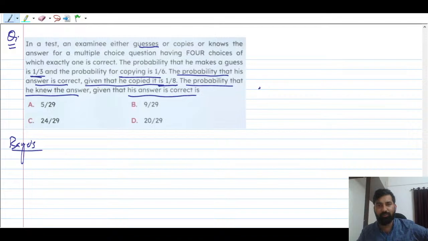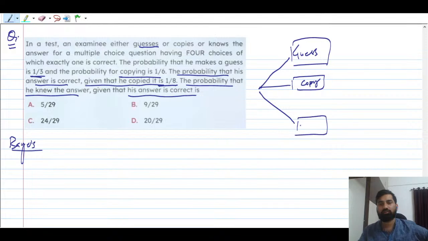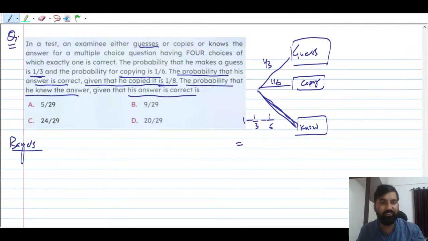The first event is going to be either you guess, or you copy, or you know the answer. So what is the probability that you guess? That is 1 by 3. What is the probability that you copy? That is 1 by 6. Now you have to find the probability that you know the answer. That will be 1 minus 1 by 3 minus 1 by 6. You can find it from the total, just subtract, because this is not given. So that will be 1 by 2.